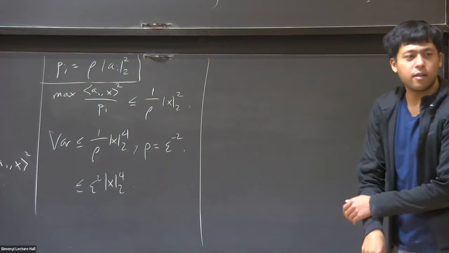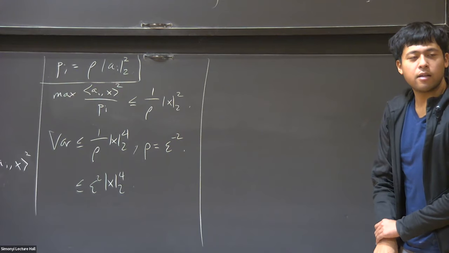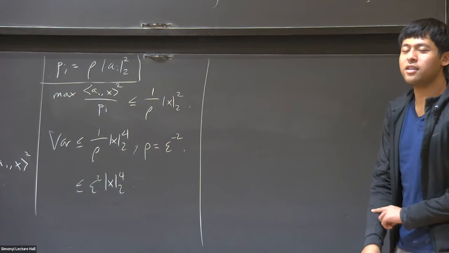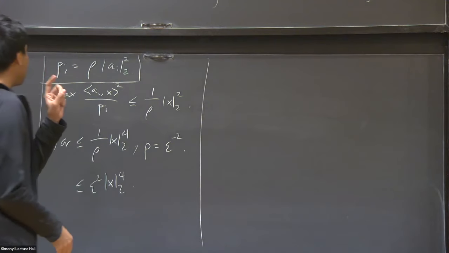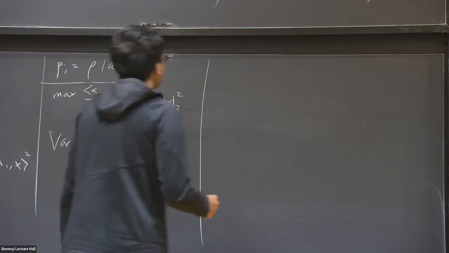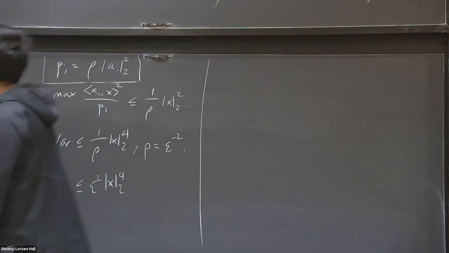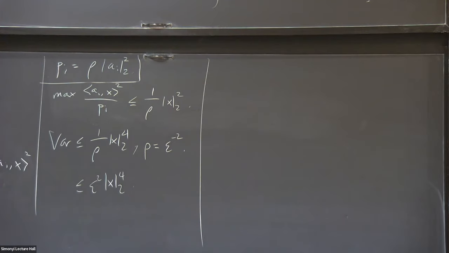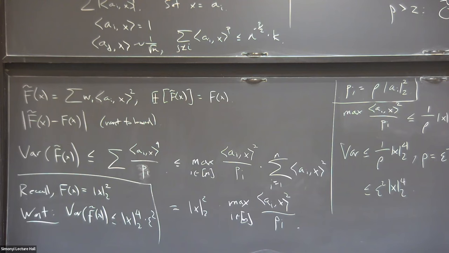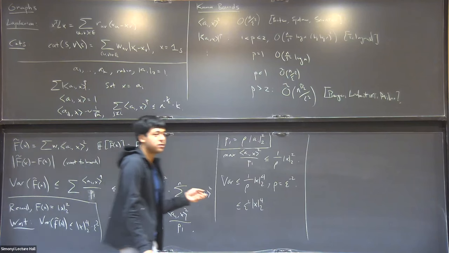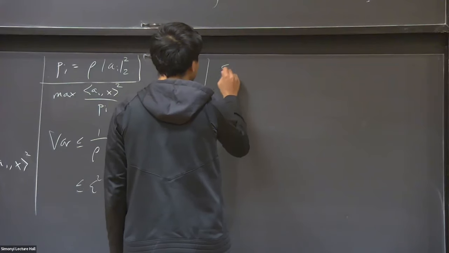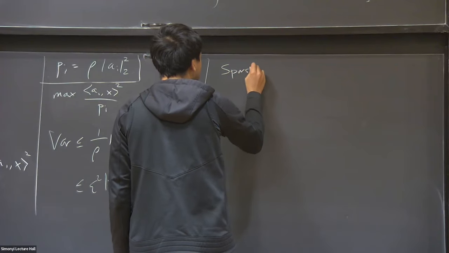What if the norms of the ai are bigger than 1? Good. If the norms are bigger than 1, let me do that in two parts. The first part is I'm sampling by these pi, so I need to understand what the sparsity of sampling by pi is. Like how many wi are non-zero?